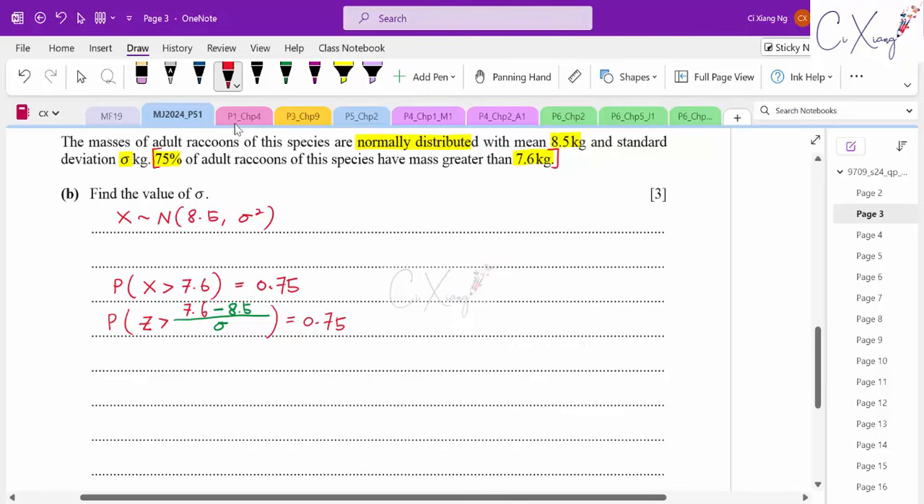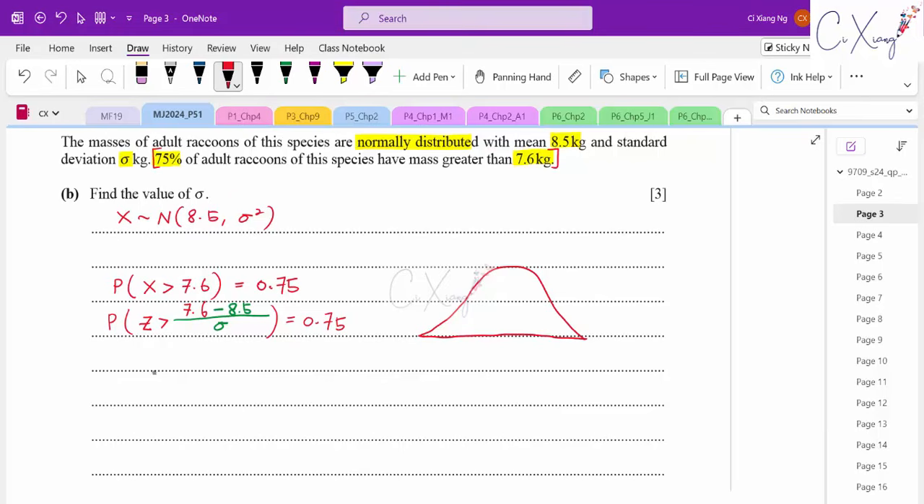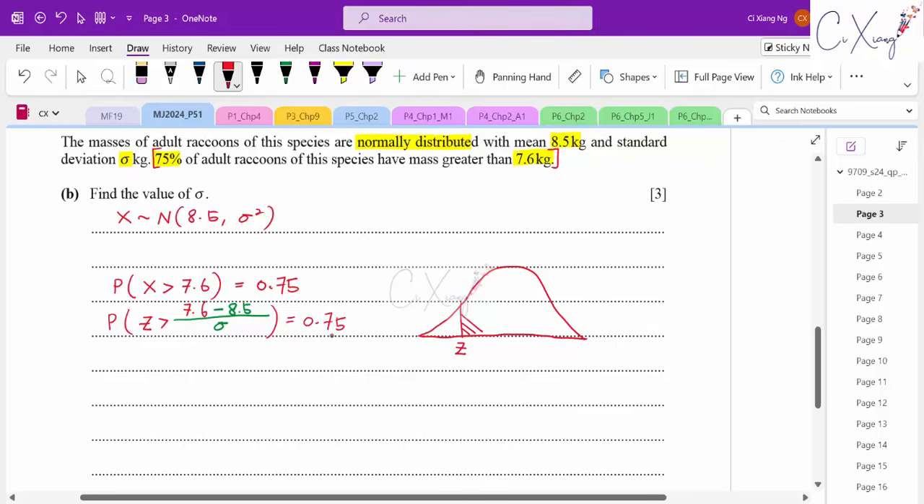Okay, and now I want to have a look at how my diagram looks. If you have a look here, Z greater than a value equals a big area. Any value more than 0.5, I will call a big area because it is more than half. Alright, so if Z greater than a number equals 0.75, it means that by right, your Z should be somewhere here. And this area on the right hand side, greater than, you can see the greater than, right? So the area should be on the right hand side of Z, and it must be a big area. So this is the one.